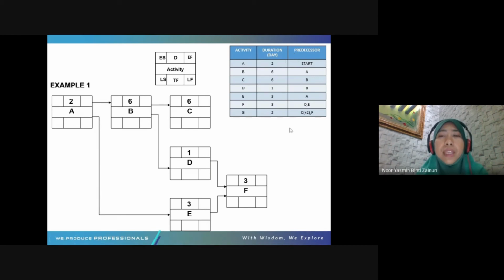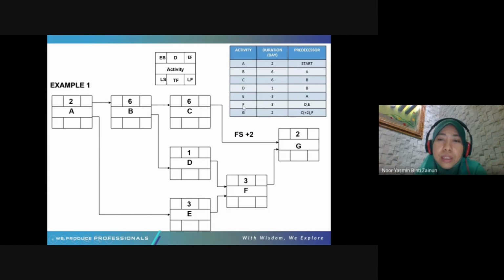Okay. If it is stated, then you will arrange the arrow based on the stated relationship. If it is not stated like this, it means the relationship is start to finish. Okay. So C plus 2F means that you have lag 2. Okay, lag. Not lead, but lag. 2 days. Okay. So C, the arrow here, needs to have plus 2. Okay. To get this G.